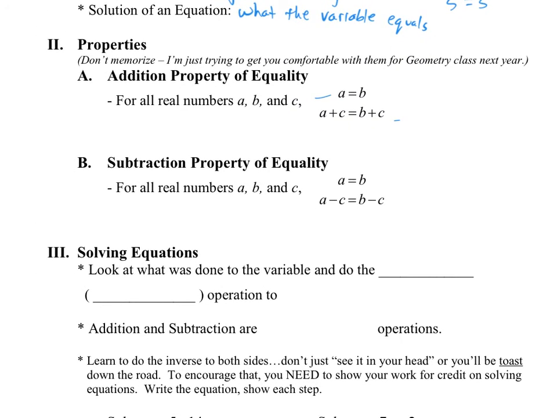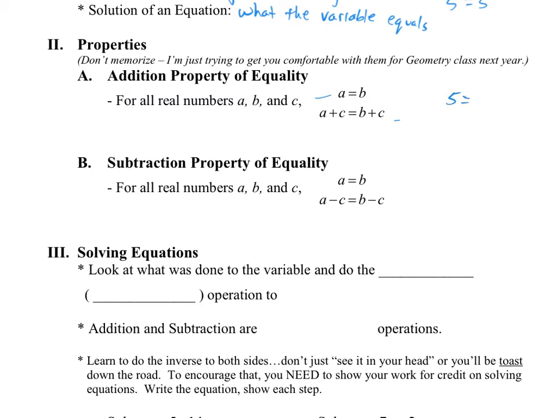These here, don't memorize them. I'm just trying to put them in front of you again. You saw it in Math 8. Maybe you totally forgot it. You're going to see it a ton in geometry next year. But they say this addition property of equality. What they're really trying to say is this. I'm going to write it in numbers first.